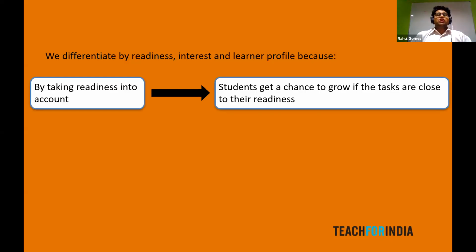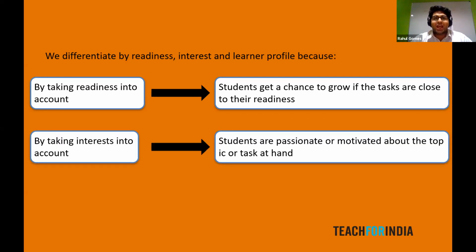So we differentiate by readiness, interest, and learner profiles for very simple reasons. By taking readiness into account, if we start teaching according to where our students have stopped learning, where their skills and knowledge have stopped, then the students get a chance to grow if the tasks are close to their readiness. If we know exactly that they cannot do two-digit addition or addition of two digits with carryover, we can support them very closely. And they have a better chance to grow than if we teach three-digit addition to all students.